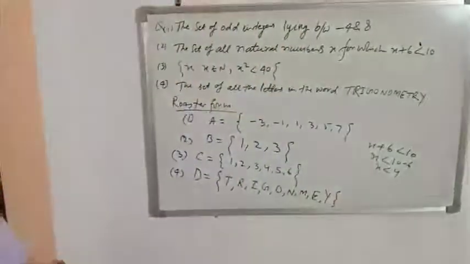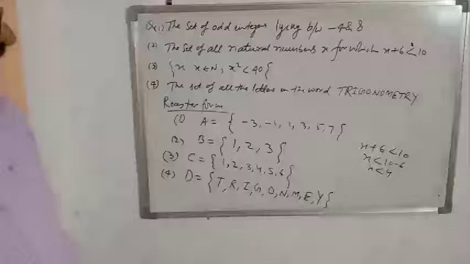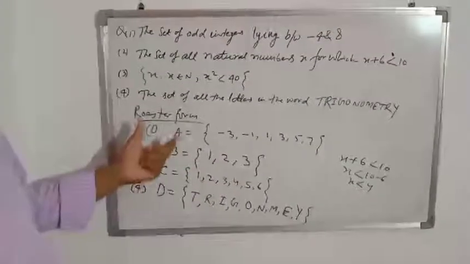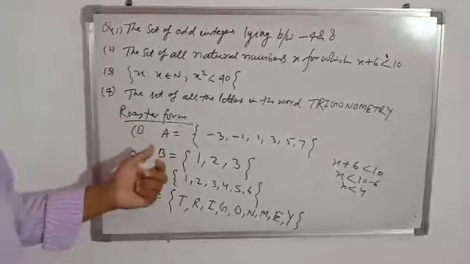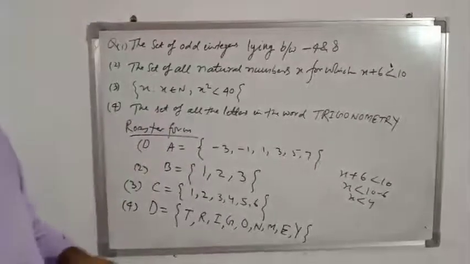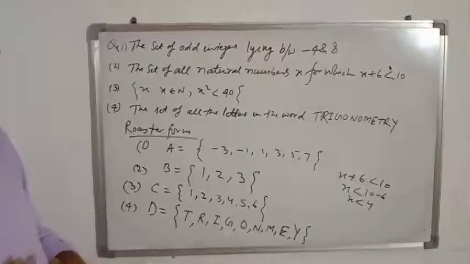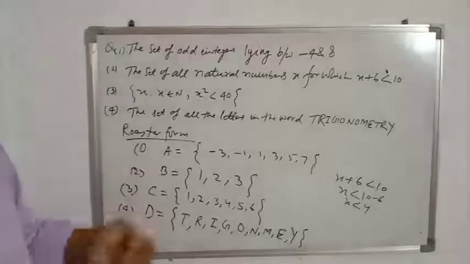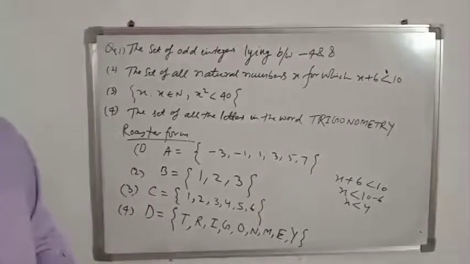This one. So this is the way to write a set in the roster form. I have taken one question as an example to explain it. I hope the roster form is clear to you. Now I am going to take one more example of set builder form. How we can write it in the set builder form.